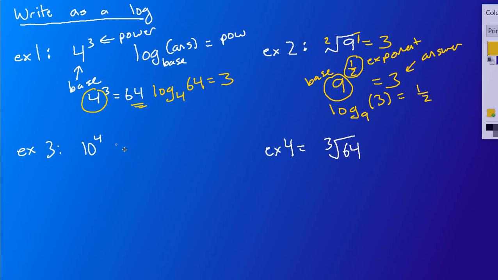Right here, I have 10 to the 4th, so I'm going to finish that off. That's a 1 with 4 zeros after it. If I'm writing this as a logarithm, this is log base 10 of 10,000 equals 4. Notice my exponent is coming over here on the other side of the equal sign.